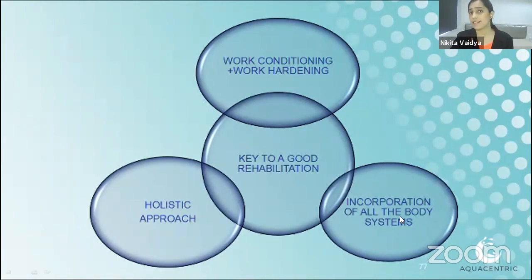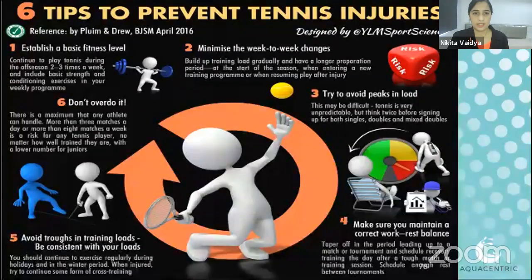Incorporate all the body systems. Don't ignore your cardiovascular endurance because that's going to be trouble later. Don't ignore your nervous system. You should have a holistic view. Work conditioning, work hardening: what I mean by that is slowly you start creating an environment that is sport specific, so that ultimately in hardening, you can take the athlete to the actual environment, start training there and make the person play. So these are a few tips that you can use to prevent your tennis injuries.